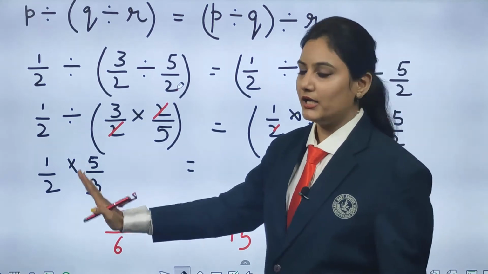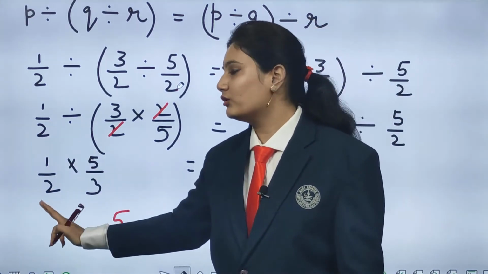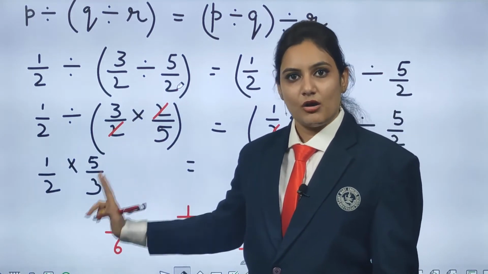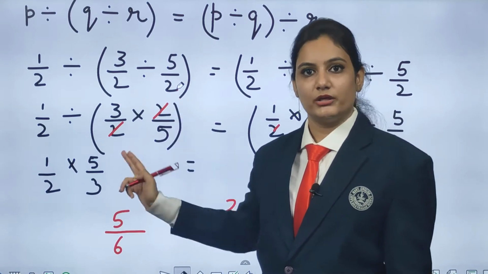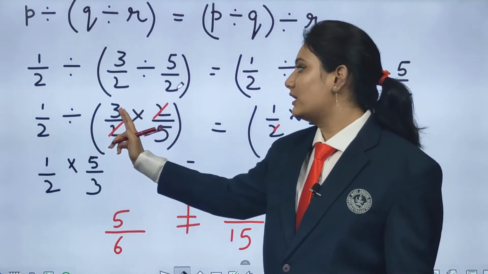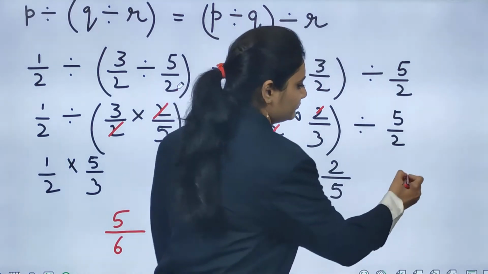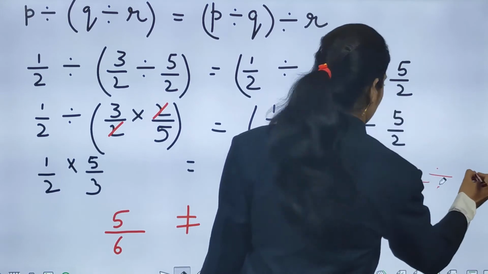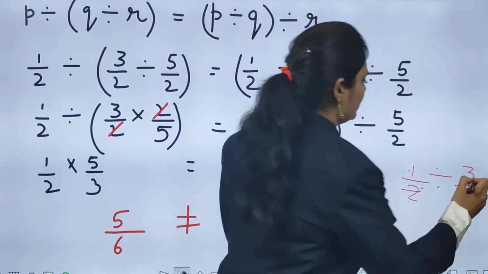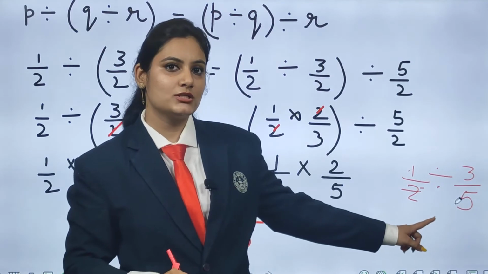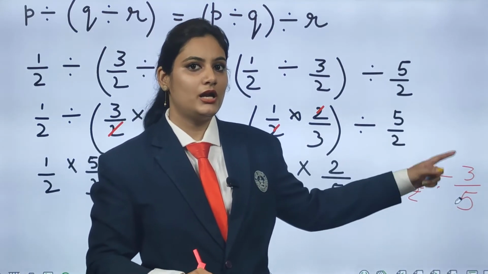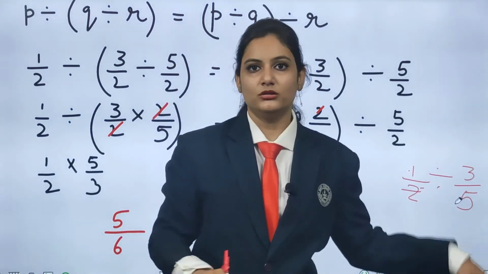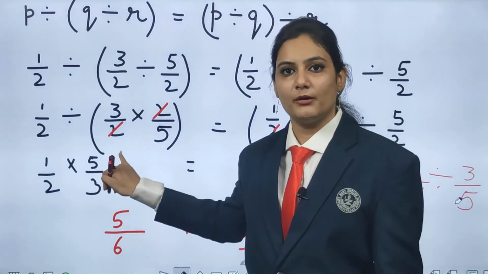Now, how will you solve the LHS? Here 1 by 2 you will write as it is. Now 2 and 2 get cancelled, as 1 is in the denominator and the other 2 is in the numerator, so it directly gets cancelled. Now what is left? 3 upon 5. See, 1 by 2 divided by 3 upon 5. Now children, what I told you, you have to remove this division sign, so you will interchange the numerator and denominator. When you keep the multiplication sign, it will be 5 upon 3. So 1 by 2 into 5 upon 3.